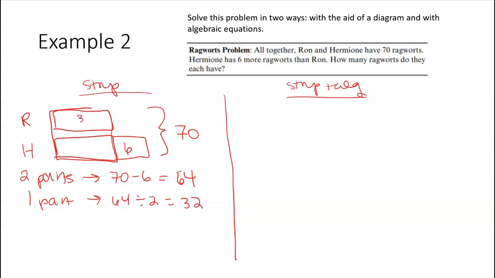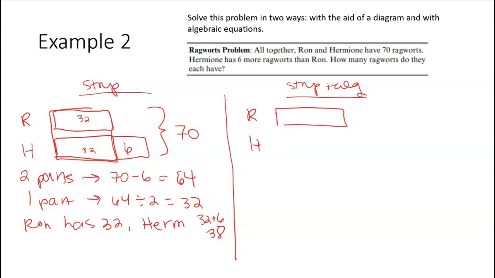So that means this is 32 and this is 32, which means Ron has 32 and Hermione has 32 plus 6, or 38. So now, what if we were to use algebra with the strip diagram? So we're going to have the same idea here, and maybe even we make them so you can really see, right? We know that the total is 70 and 6, but now we're going to use algebra.